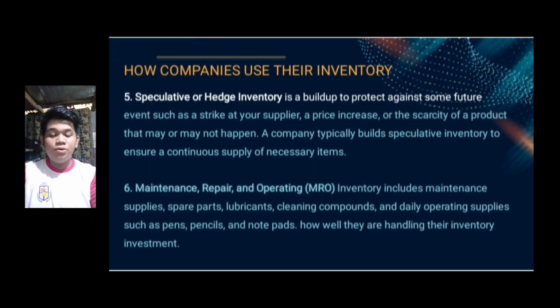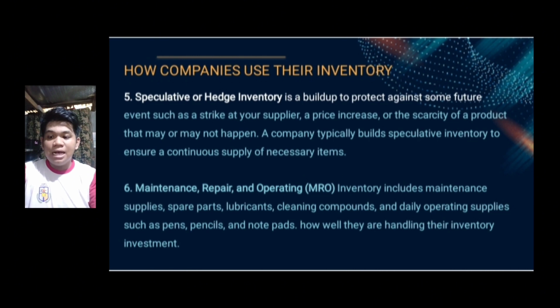How companies use their inventory. Number 5, speculative or hedge inventory, is built up to protect against some future events such as a strike at your supplier, a price increase, or the scarcity of a product that may or may not happen. A company typically builds speculative inventory to ensure continuous supply of necessary items.